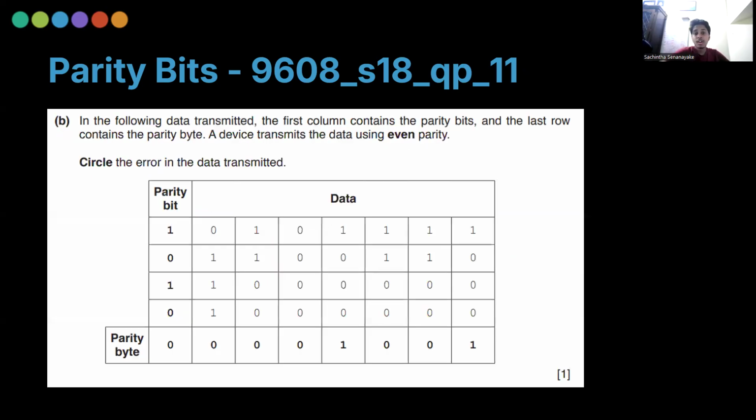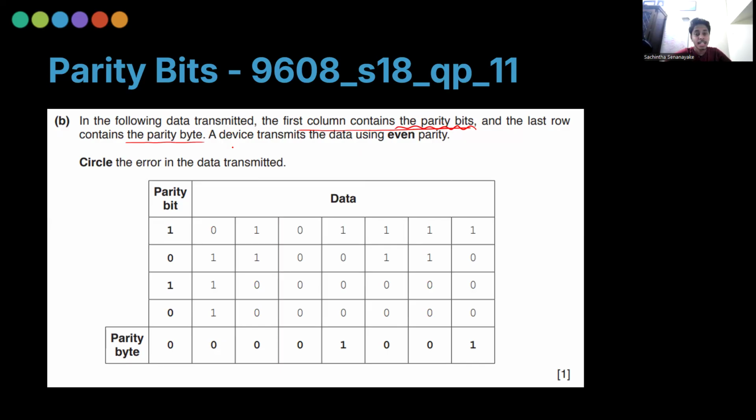Now, there's also a concept of parity blocks, right? Parity blocks, where you use parity bits on a grid of data. And let me explain how this works. In the following data transmitted, the first column contains the parity bits and the last row contains the parity byte, right?